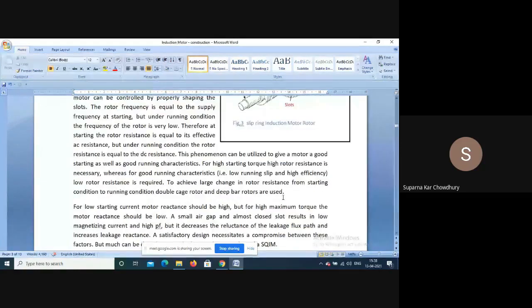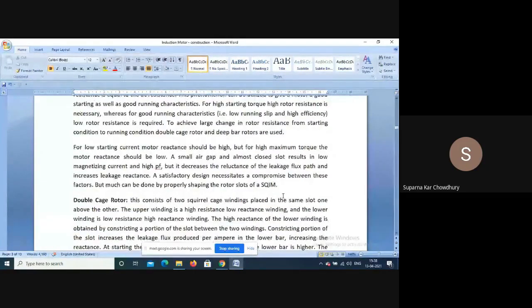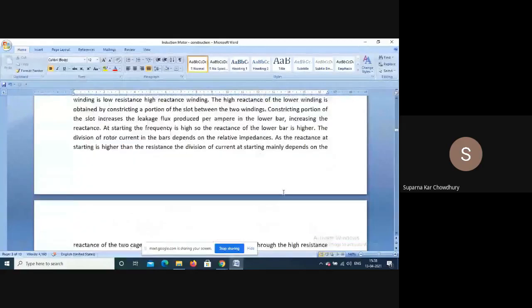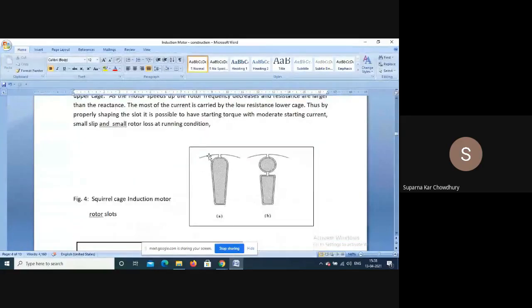Now for the squirrel cage motor, what is done? Normally, that rotor slot is shaped in a different way. Now to have a better performance, we can have a deep bar rotor, one construction called deep bar rotor, or double squirrel cage rotor.